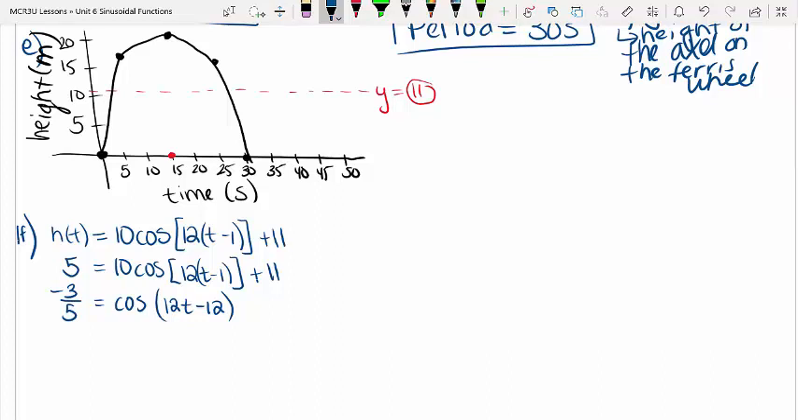Okay, so the first thing we want to do is let alpha equal 12t minus 12 in order to simplify our expression. So now we have an expression that's negative 3 over 5 is equal to cos alpha. Then we're going to solve for our values of alpha, and at the very end, we're going to readjust so that we can find our true values of t.